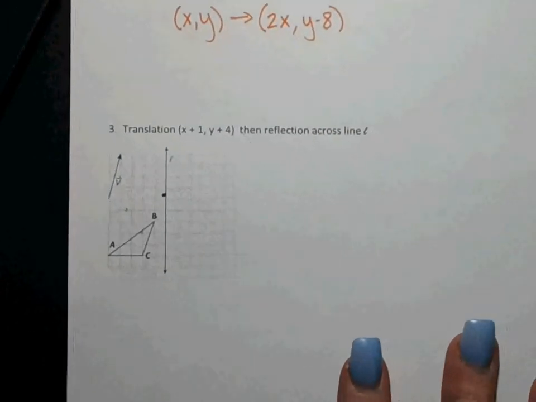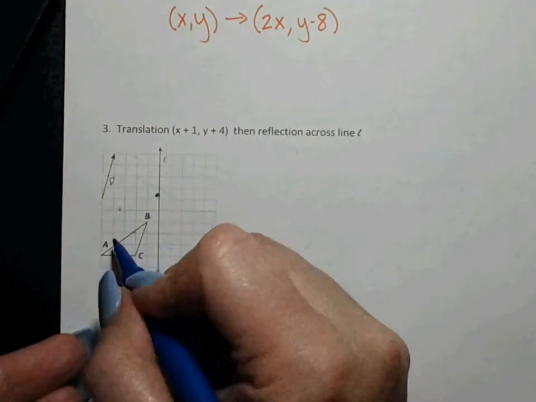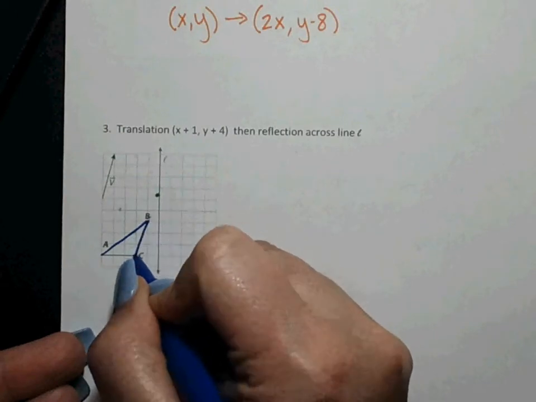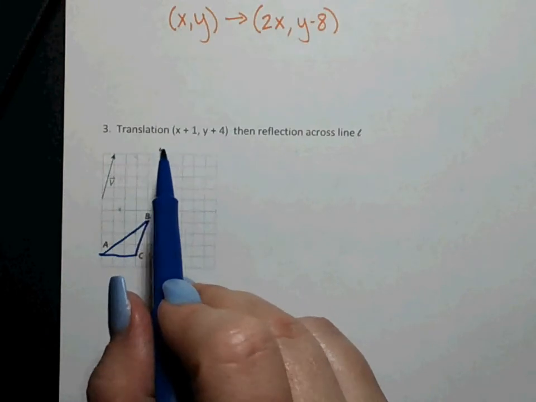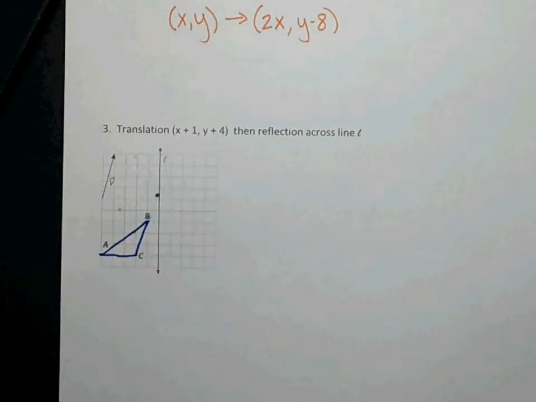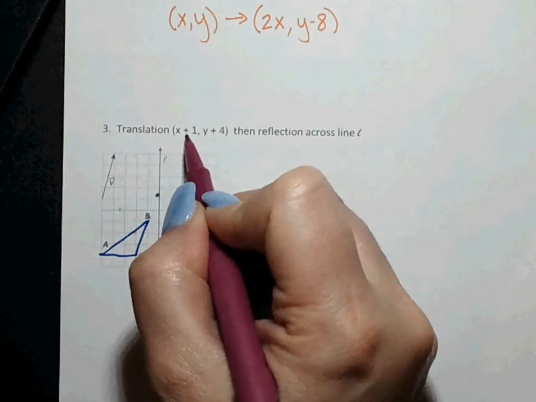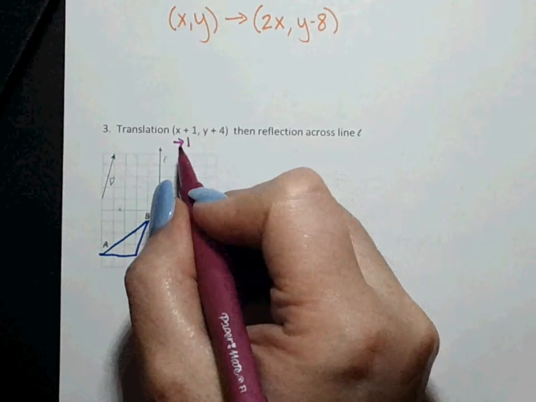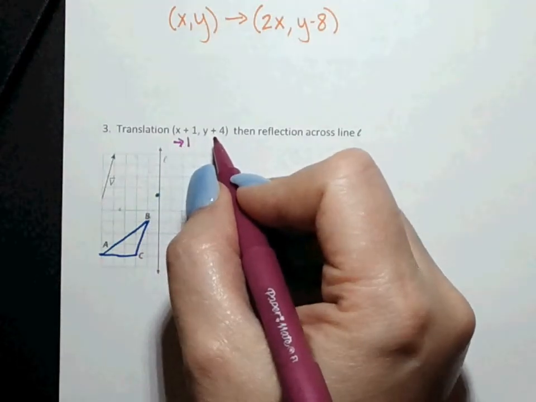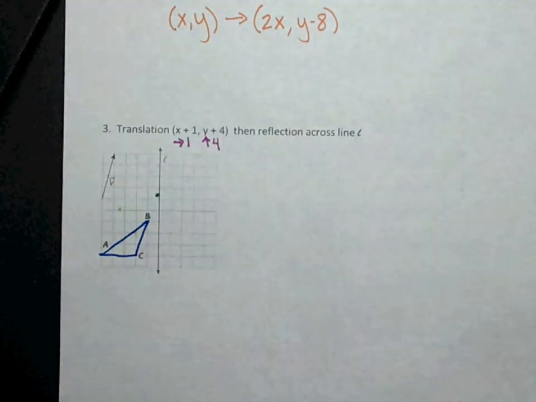All right, next example. So the first thing that we're going to do is translate this original pre-image. We're going to do a translation, which is just a fancy math word for saying that we're going to slide it or move it, shift it right, down, or up and to the left. Okay, so if we're taking our x values and we're adding 1, that's going in the positive direction on that graph. So we're going to go to the right one. And then for our y values, if we're adding 4, that's a positive direction on the y axis. So we're going to go up 4.